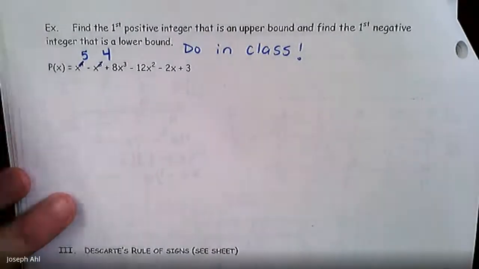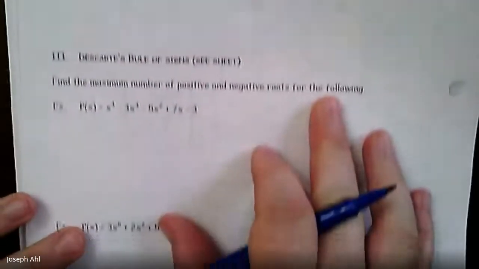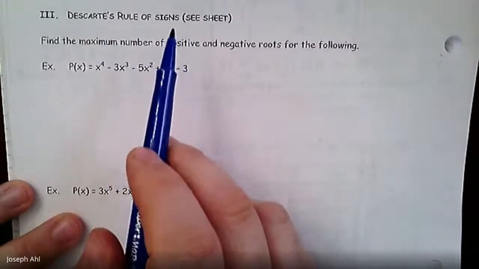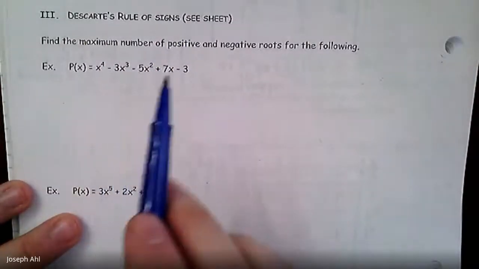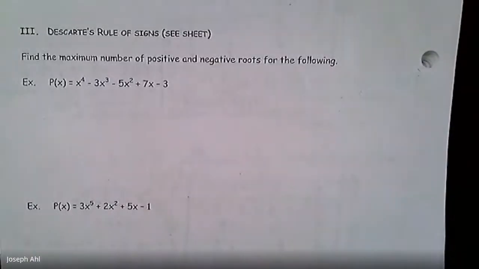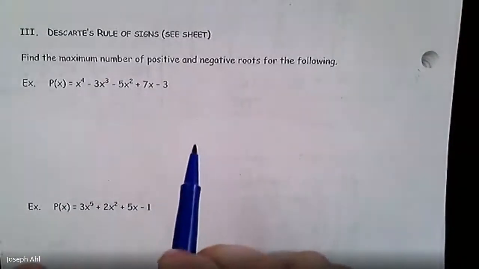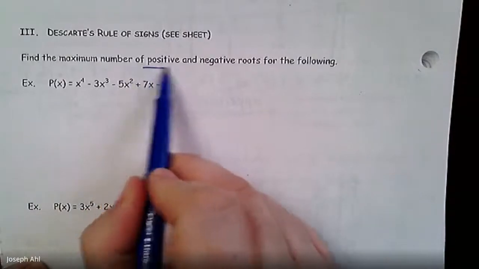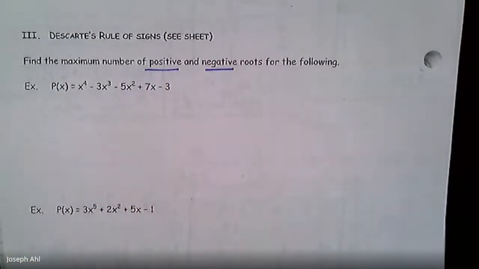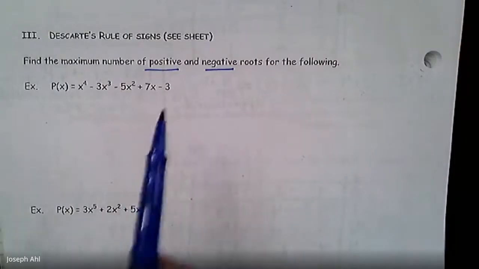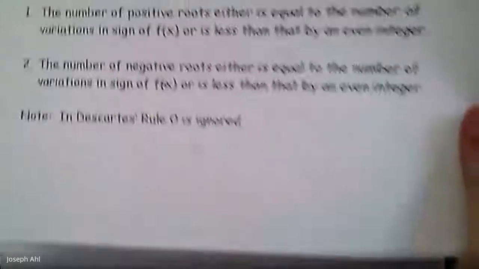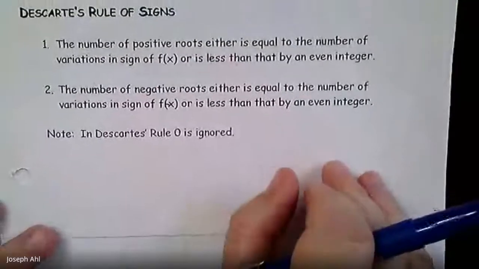But the last thing we're going to talk about in today's lesson is something called Descartes' rule of signs. This is yet another tool to help us uncover all of the roots. Descartes' rule of signs tells us the maximum number of positive and negative roots that we would expect these polynomial functions to have. And it says to see the sheet, and again, this is not in your packet, but there is eventually a sheet that summarizes all of these tools.